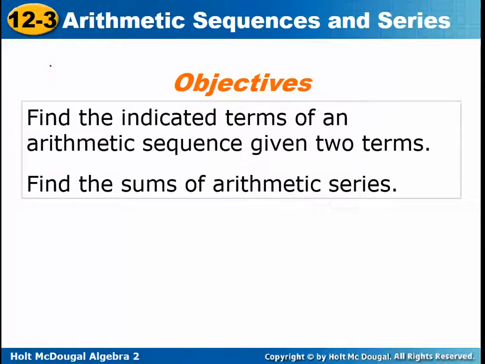Hello, this is Ms. DB, and today we are going to continue with 12.3 Arithmetic Sequences and Series. This is part 2. So we're going to continue finding the indicated terms of an arithmetic sequence given two terms. We have one example of that left to do, and then also find the sums of arithmetic series.